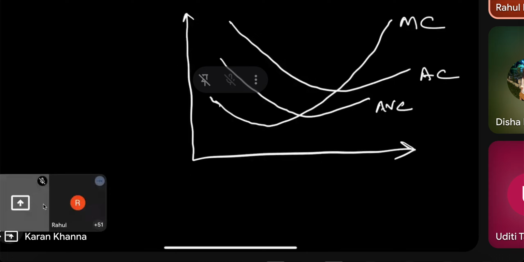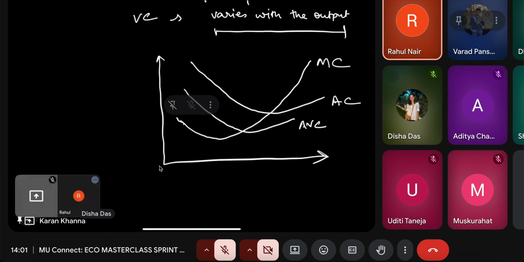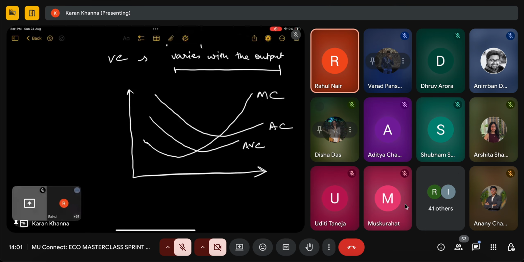So IRS, DRS and constant in between. So basically, I'll tell you. Okay. Rahul, what is your question? Can you go ahead? So yeah. My point is, does anyone know why the marginal cost decreases, then is lowest at this particular point, and then increases again?